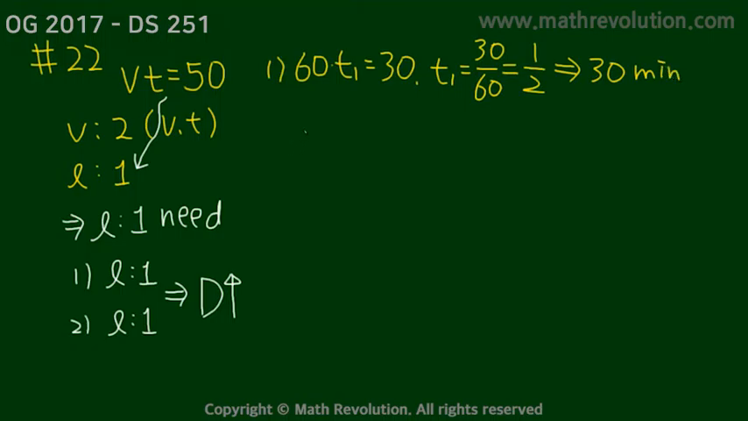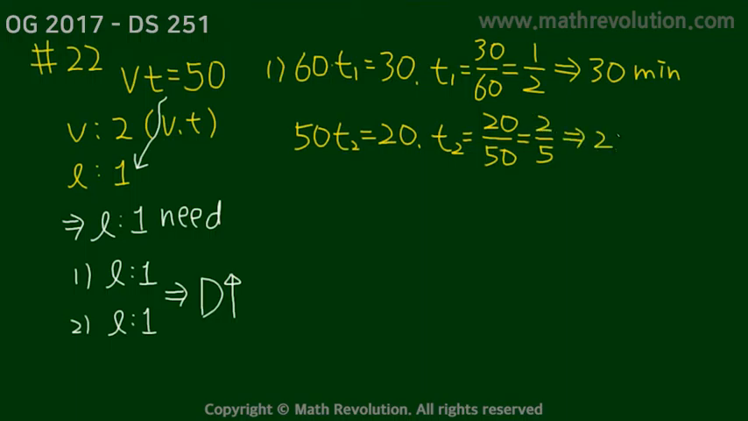During the second half of our trip, she spent 20 miles for 50 miles per hour, so that's 50t2 equals 20. t2 is 20 over 50, reducing down to 2 over 5. That times 60 minutes is 24 minutes.